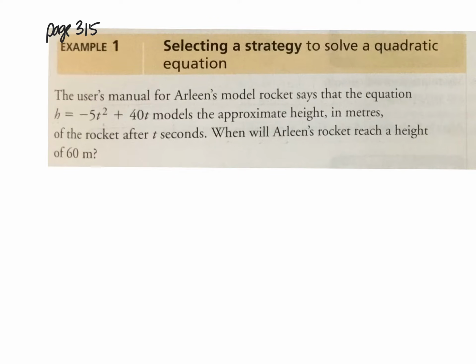So we have an equation. Is it a quadratic equation? Yes. It has a squared term, right? It's quadratic, so it's going to be a parabola. And it represents what? A rocket. It's the height of the rocket in meters and time in seconds.